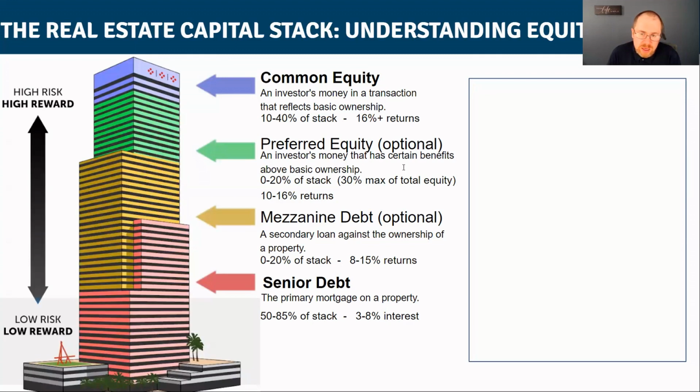So preferred equity, again, is a level above, and preferred means that from an equity standpoint, they will be paid before the common equity, right? So they have certain benefits of the ownership, but they are above basic ownership, which is the common equity, right? They're going to look for returns between 10 and 16%, and part of that is going to be due during the hold period, and there will be a catch up at the end. That's typically the way it's going to be set up.